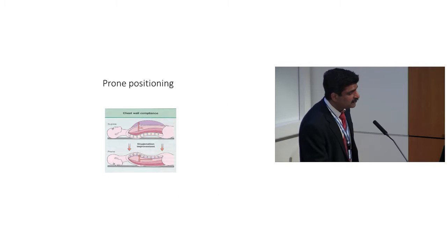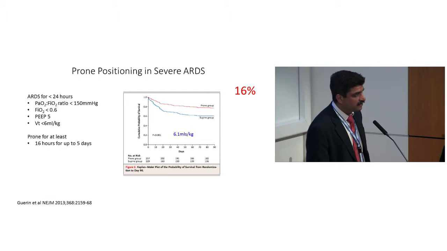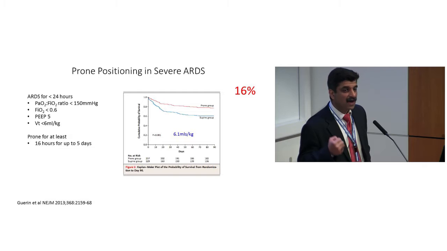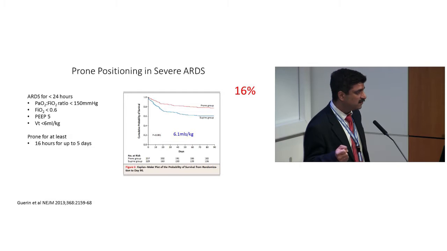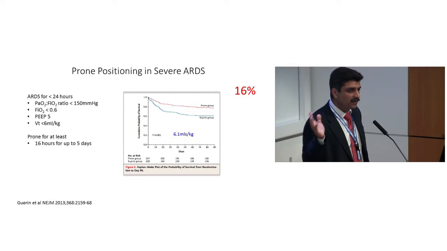Back to proning. Again, the Guerin paper, very elegant, shows that in severe ARDS, in a highly selected subgroup of patients, it's useful. It's also useful to review the consort diagrams when you're reading a paper. I think they excluded about 95% of the patients screened. It's highly selected, but in that group, fantastic outcomes, enviable outcomes.